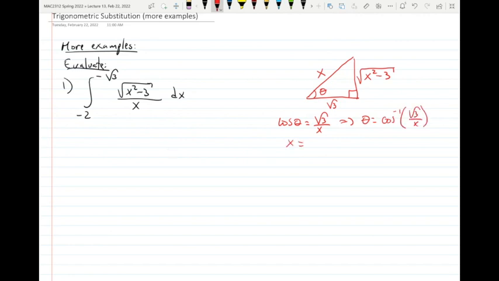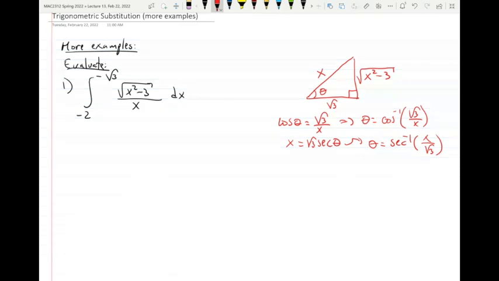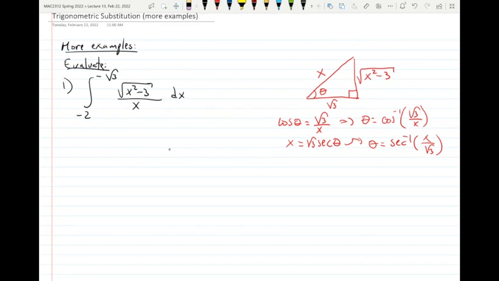If you prefer, because really our x is square root of 3 secant of theta, you could also write inverse secant of x over square root of 3. It doesn't really matter. Remember, secant is 1 over cosine. I prefer to use cosine to look at the angle because it's a more friendly function to look at. But if you use inverse secant, that's okay, you just need to flip it, because cosine and secant are reciprocals of each other. Anyways, I'm going to go with the cosine.